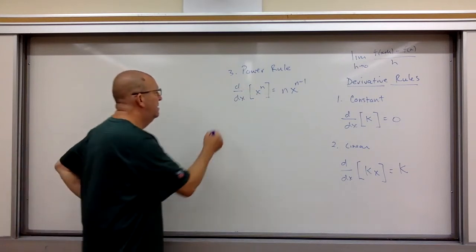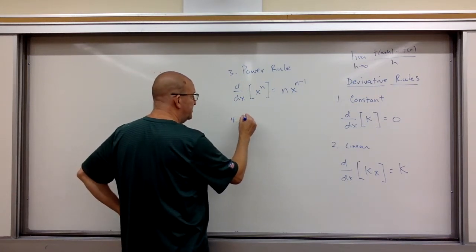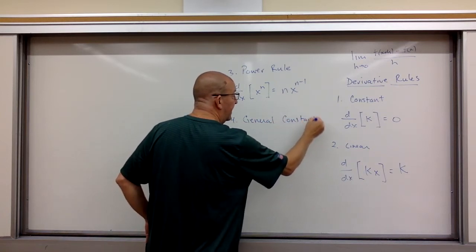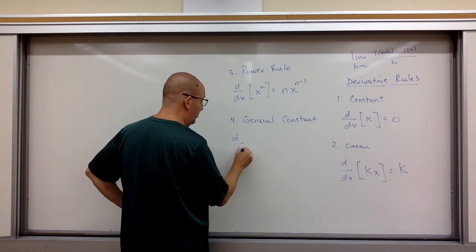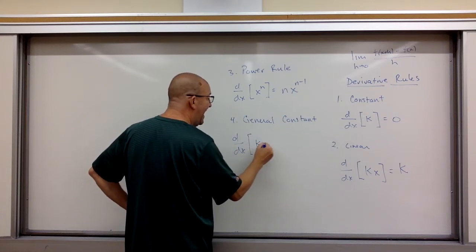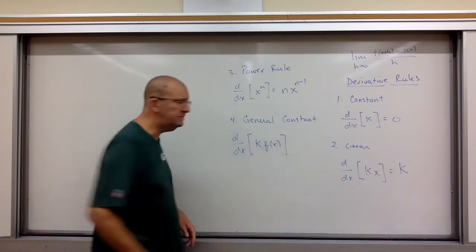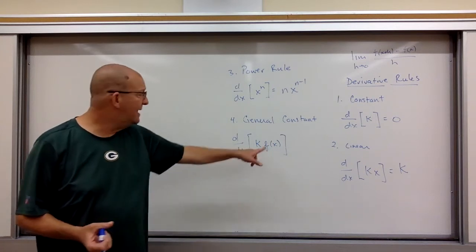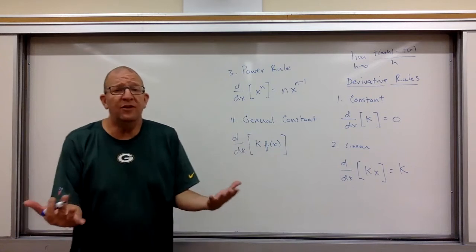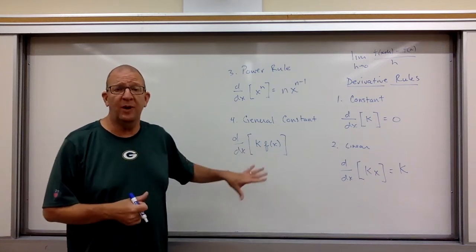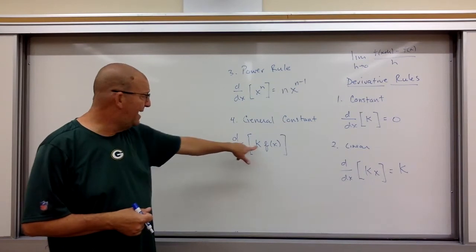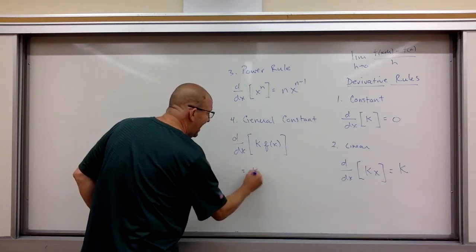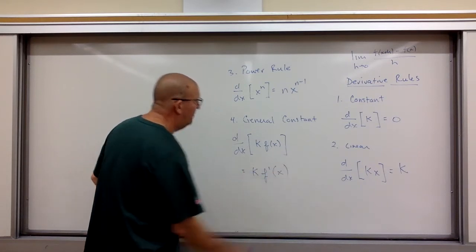Okay? Then we have the general constant multiple rule. For example, if I have the derivative with respect to x of k f of x. Well, I know the derivative of f of x is f prime, and that k just stays with it. And you can think of this in a variety of ways. The easiest way is to say, well, the derivative with respect to x, the constant's k, so it's going to be out here in front. So this is going to be k f prime of x.